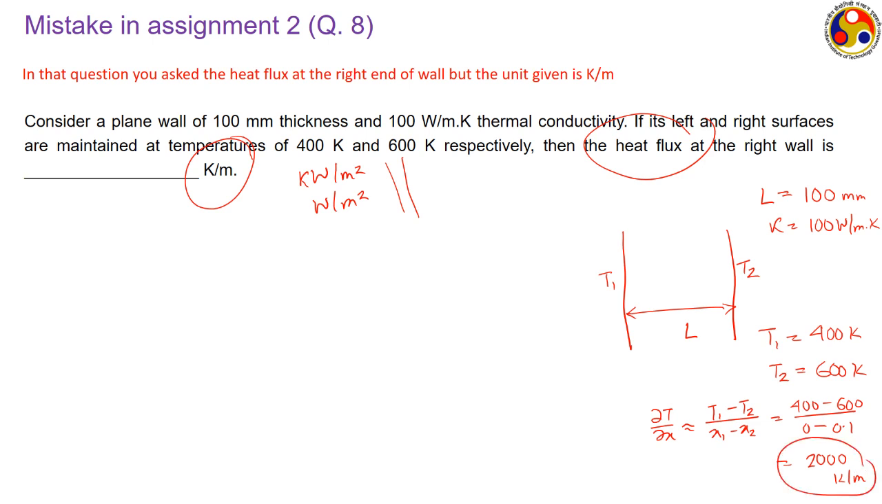Probably in your portal you are seeing the correct answer as 2000 Kelvin per meter, but as I have mentioned, that will be corrected during the review of your evaluation. So once you have the temperature gradient, you can easily calculate the conduction heat flux as minus K dT/dx, or I should have written in terms of the exact differentials, because from the left to the right, it's a steady state 1D heat conduction problem, so the value of heat flux remains the same on both left and right. So that is one very glaring mistake from our part, but we have taken measures to correct that one.